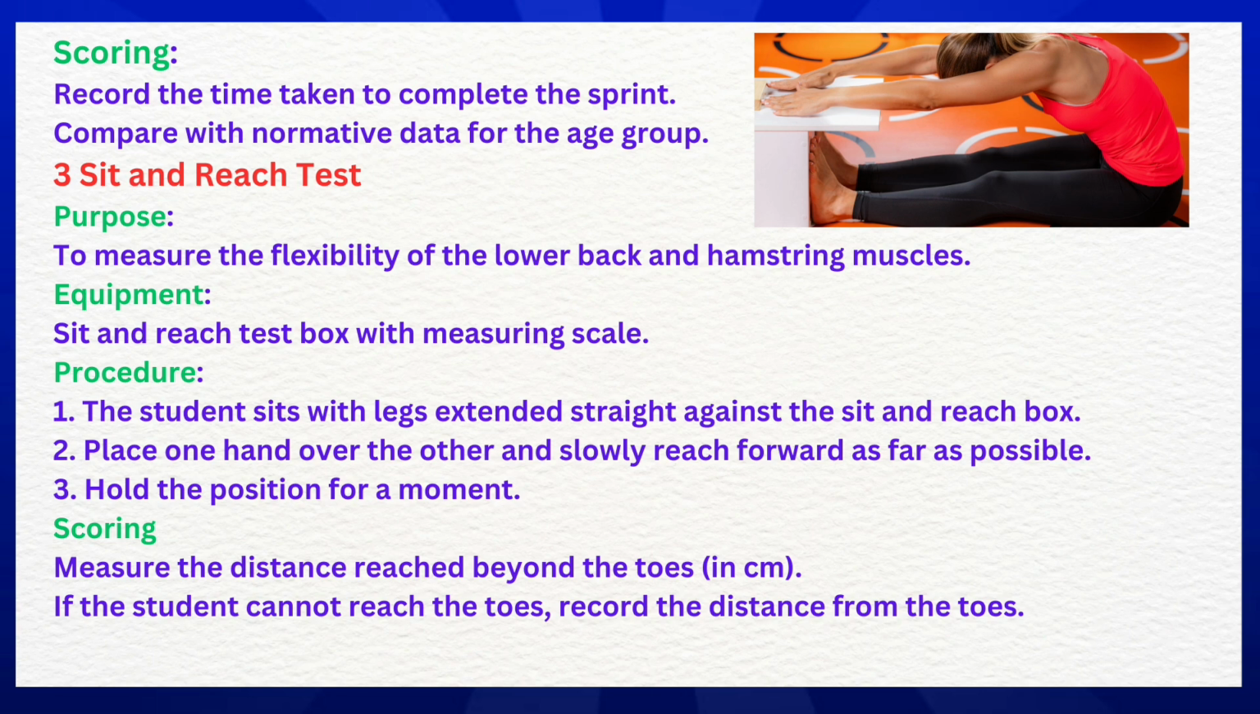3. Sit and reach test. Purpose: to measure the flexibility of the lower back and hamstring muscles. Equipment: sit and reach test box with measuring scale. Procedure: 1. The student sits with legs extended straight against the sit and reach box. 2. Place one hand over the other and slowly reach forward as far as possible. 3. Hold the position for a moment. Scoring: measure the distance reached beyond the toes in centimeters. If the student cannot reach the toes, record the distance from the toes.